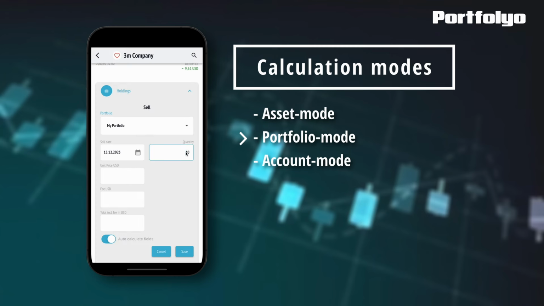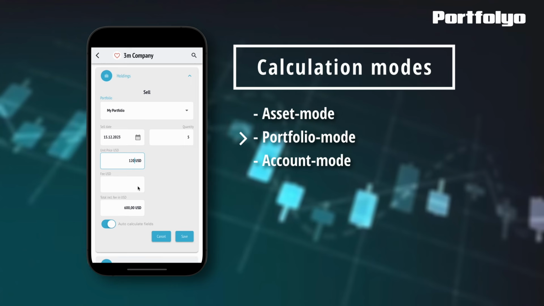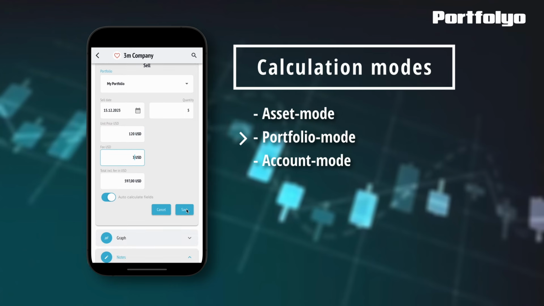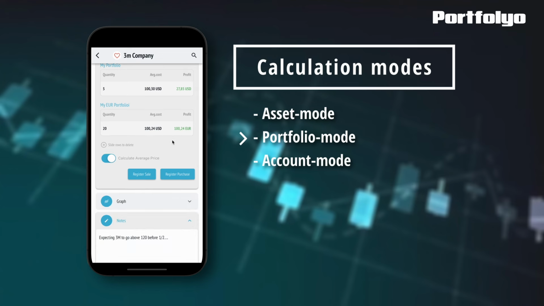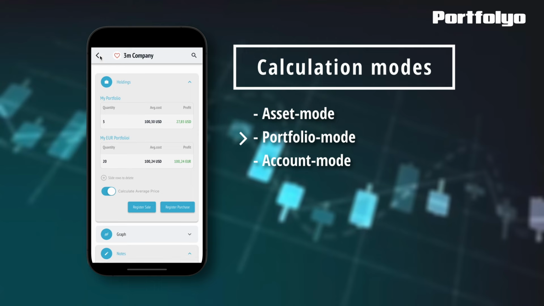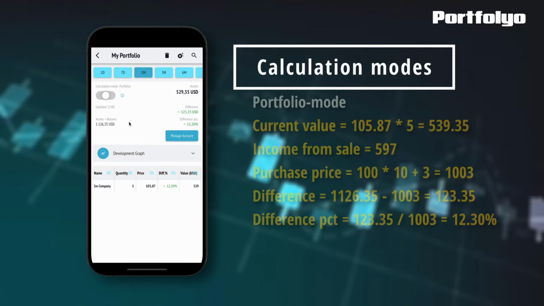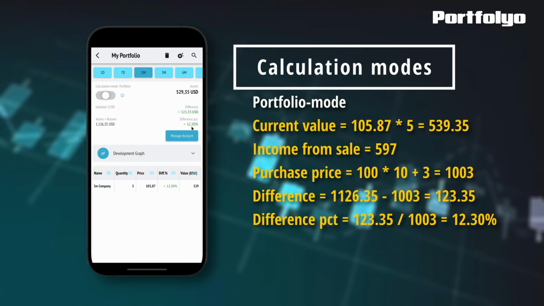I'm selling half of the shares, 5 shares, at $120 right at the top. And a commission of $3. Save. Here, it's shown that I still own 5 shares. Let's return to the portfolio. And here, in portfolio mode, the difference has now increased to 12.3%.